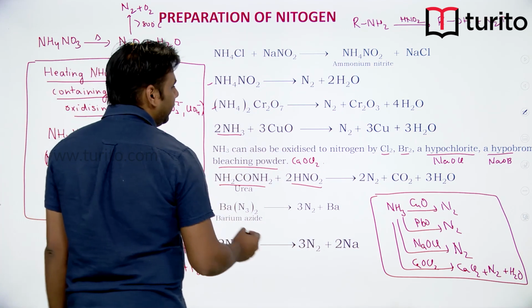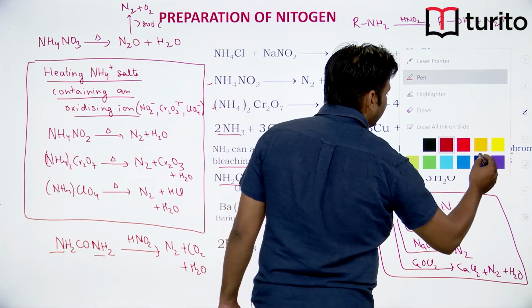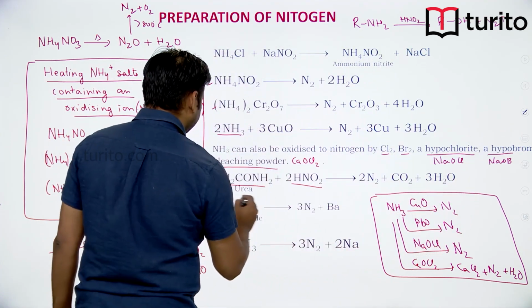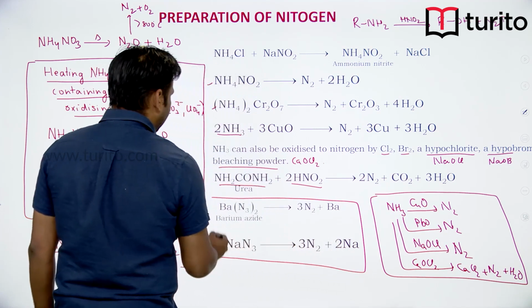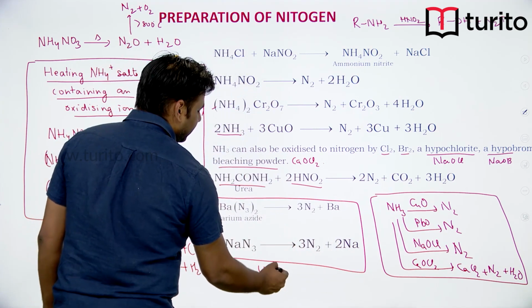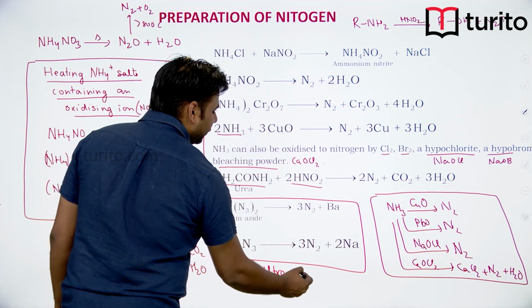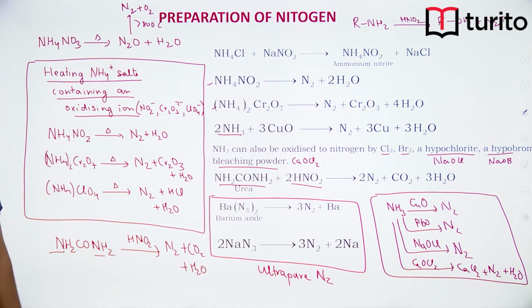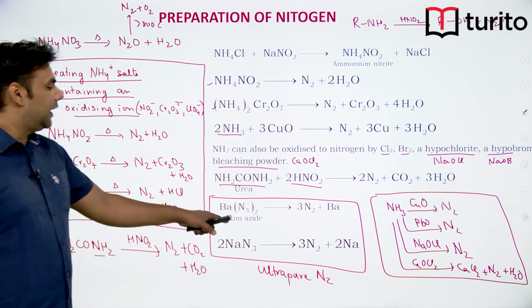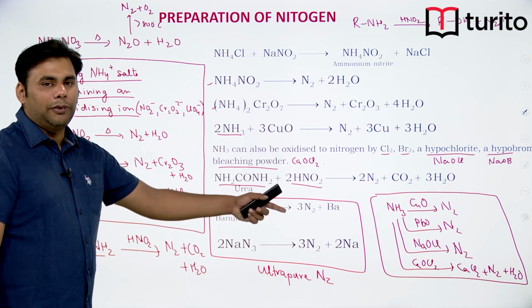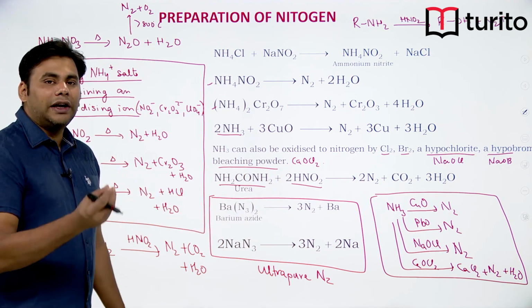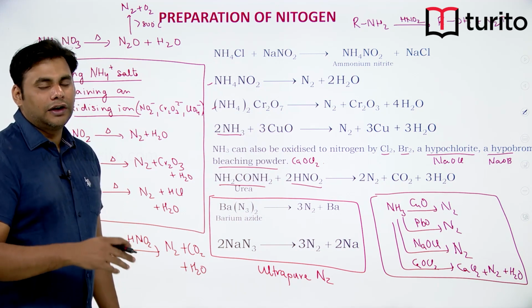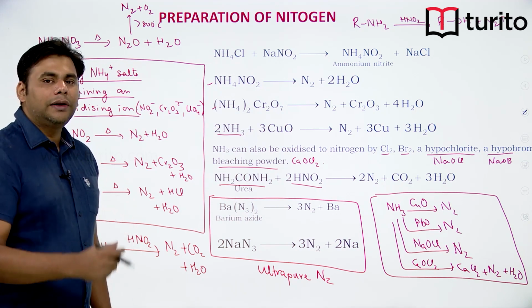Now this is again a very important reaction. If we want to get ultra pure nitrogen, it is basically obtained by heating the metal azides. So when you heat the metal azide, you get N2 and barium. So you get only N2 gas, which is pure, which is not even moist, so you get the pure N2.